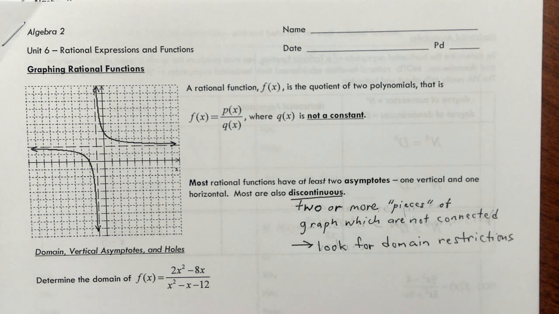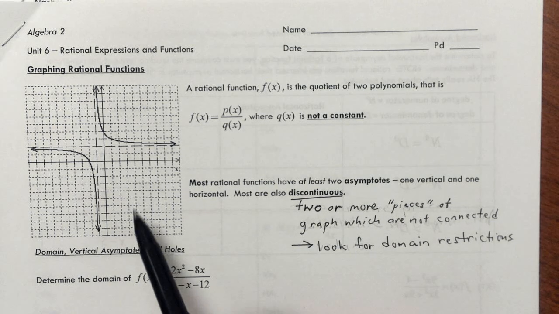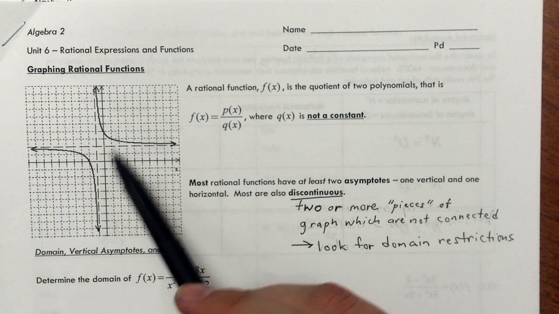All right, so I want to take a look at graphing rational functions. A rational function is the quotient of two polynomials, right here, f of x equals p of x over q of x, where that denominator is not a constant, so that has to be a polynomial. It has to have some sort of variable. I will get graphs that look something like what I have right here.